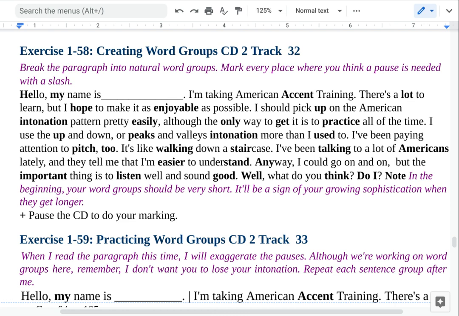Next, back up the CD and practice the word groups 3 times using strong intonation. Exercise 213. Practicing liaisons. Back up the CD to the last paragraph just read and repeat again. This time, however, read from the paragraph below. The intonation is marked for you in boldface. Use your rubber band on every stressed word.